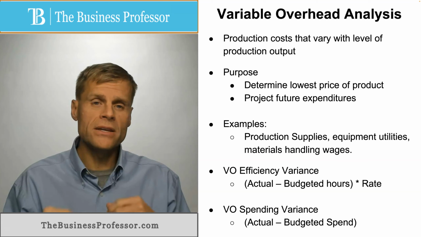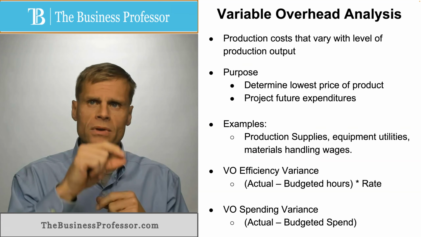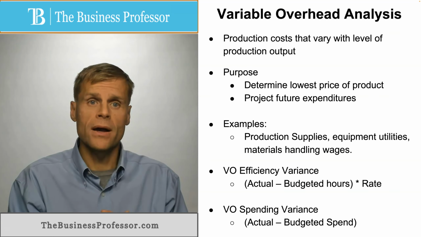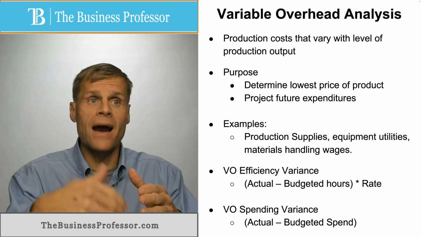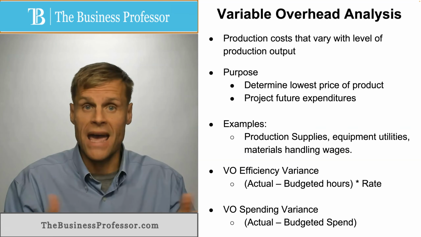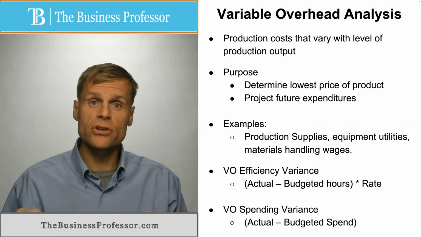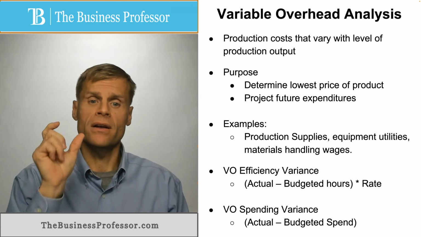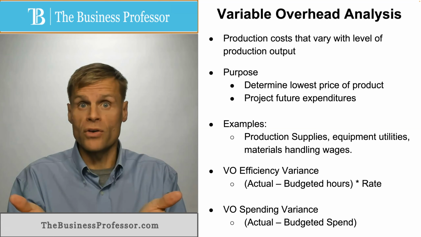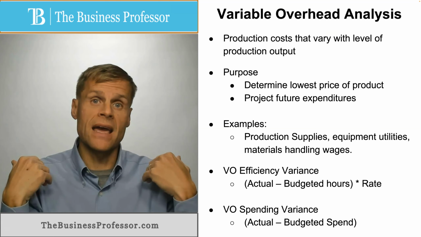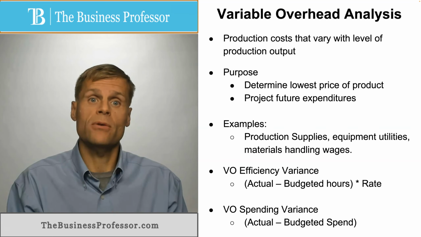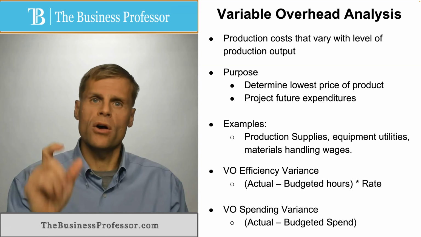And another metric would be your spending variance. Okay, so if your efficiency variance is based upon actual versus budgeted hours put into the process, say you're measuring labor hours or machine hours, spending variance relates to your budget. So what have you actually budgeted there versus what is your actual spend on overhead items? This would be, again, a spending variance. So these are the two primary metrics you're going to track with regard to a variable overhead analysis.